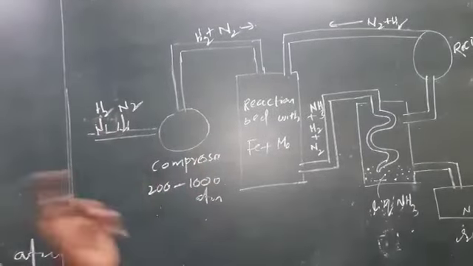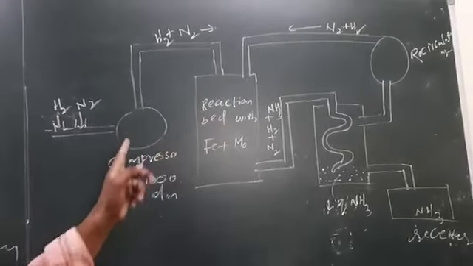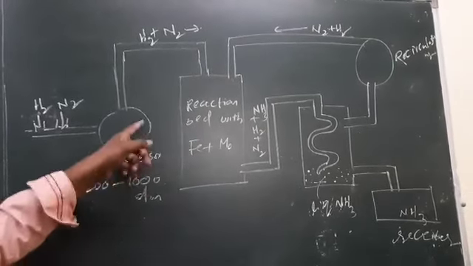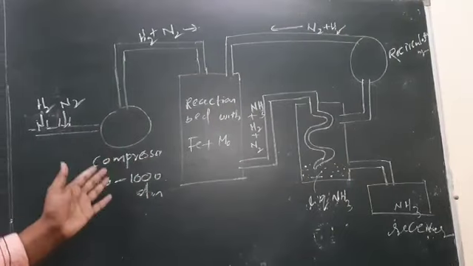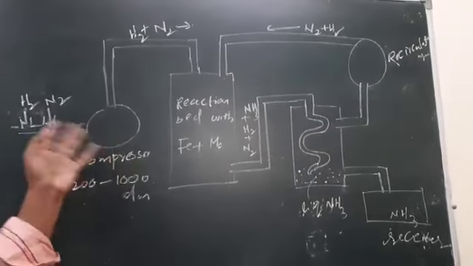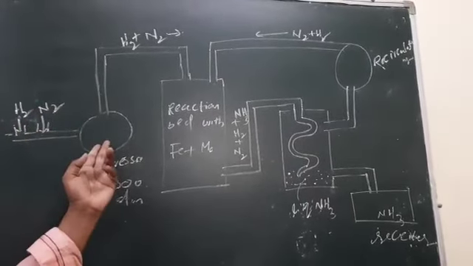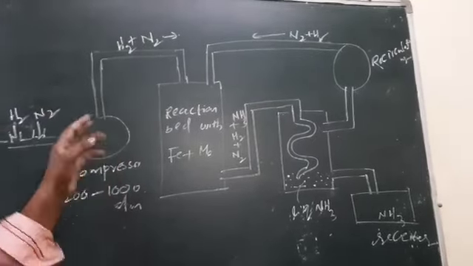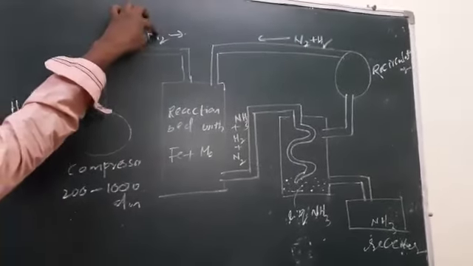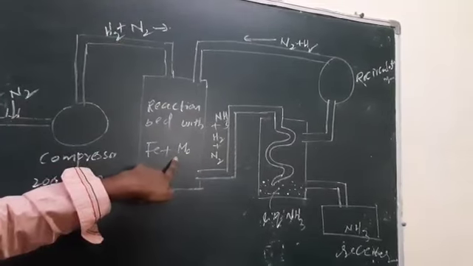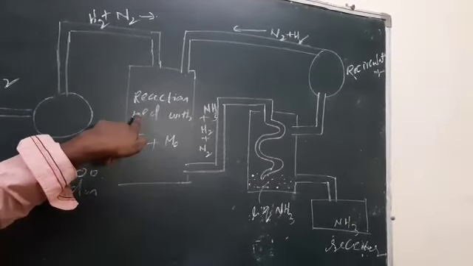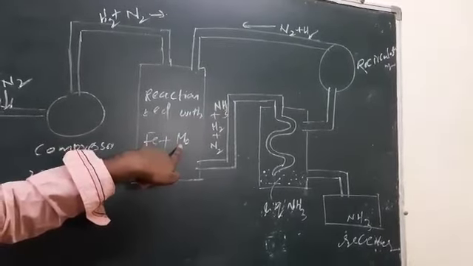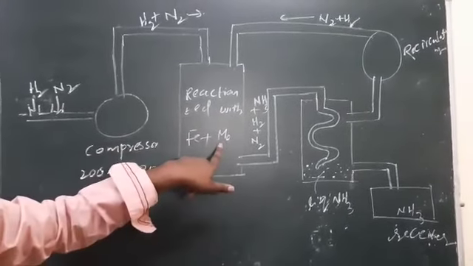Here both are compressed, and a pressure of 200 to 400 atmospheres is maintained. At that pressure both reactants can be mixed. The compressed hydrogen and nitrogen mixture is passed through the catalyst bed. Catalyst bed means here iron is the catalyst and molybdenum is the promoter.